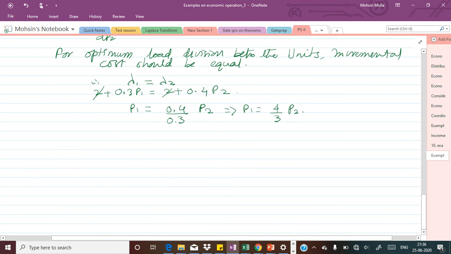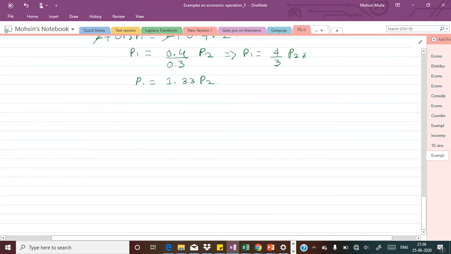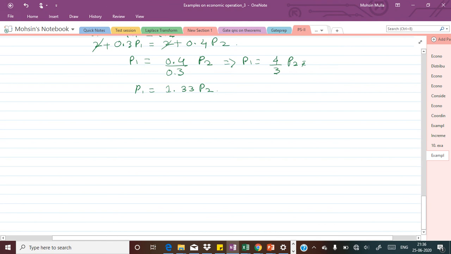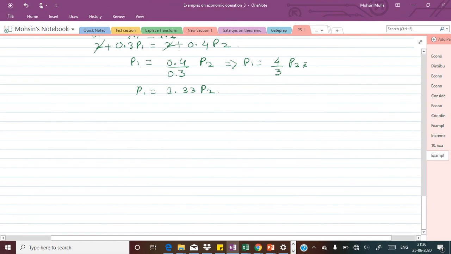Okay, so whatever is the load of P2, the P1 value will be equal to 4 by 3 times that of P2 value, so it will be greater than P2. If you try to obtain that in terms of a decimal value, we can write here P1 equal to 1.33 P2. So this is what we get for this particular set of equations of fuel cost.